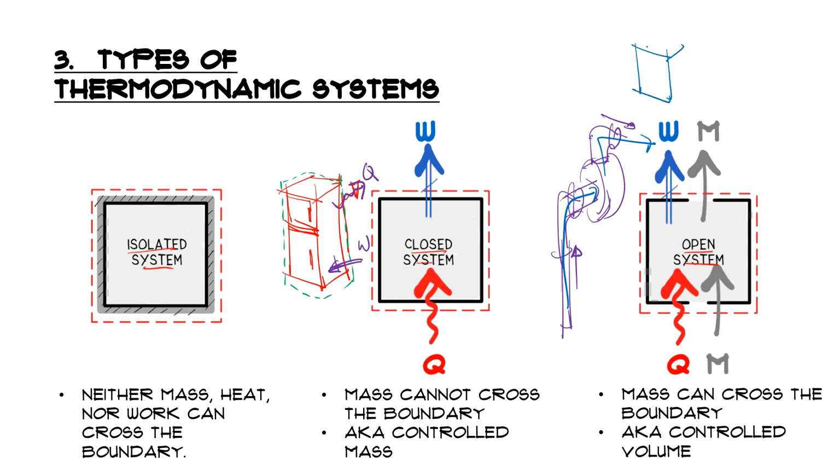Another one is fans, actual fans. Here we have air going into the system and air leaving the system. So that's an example of open systems. Of course, for fans to operate, they need work as well, electrical work.